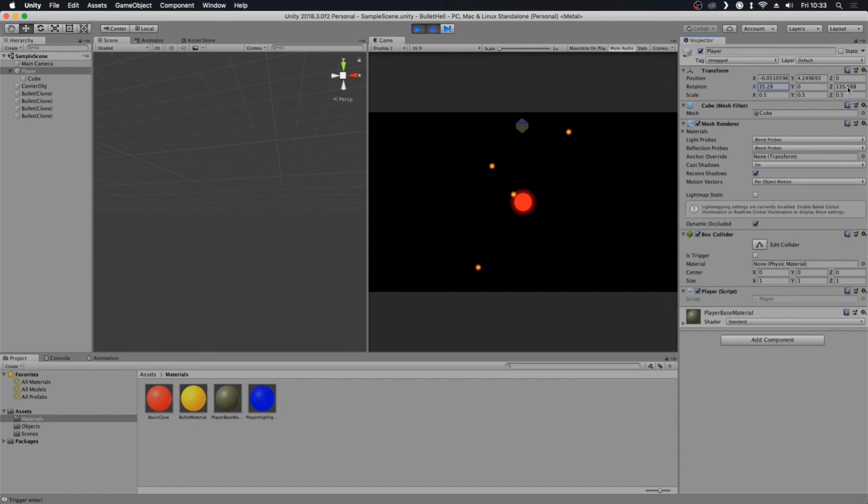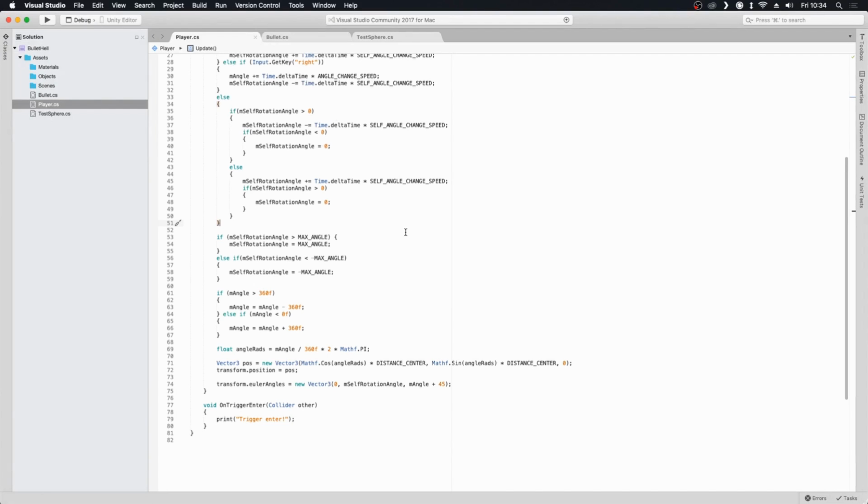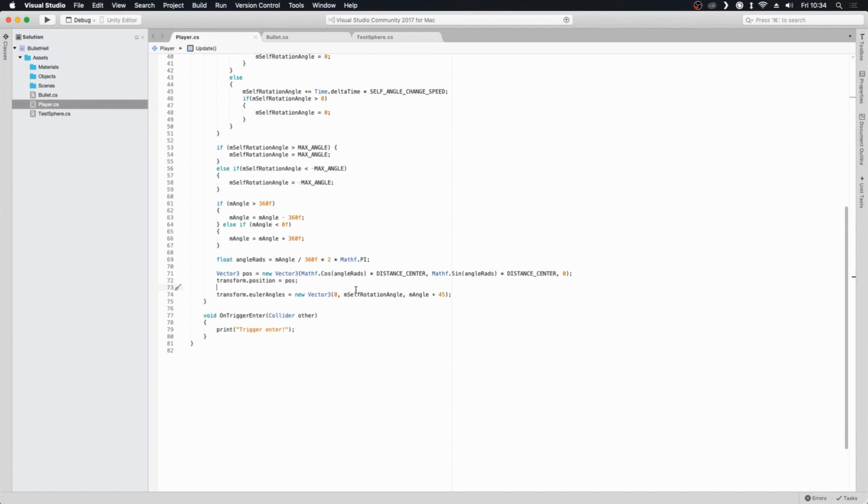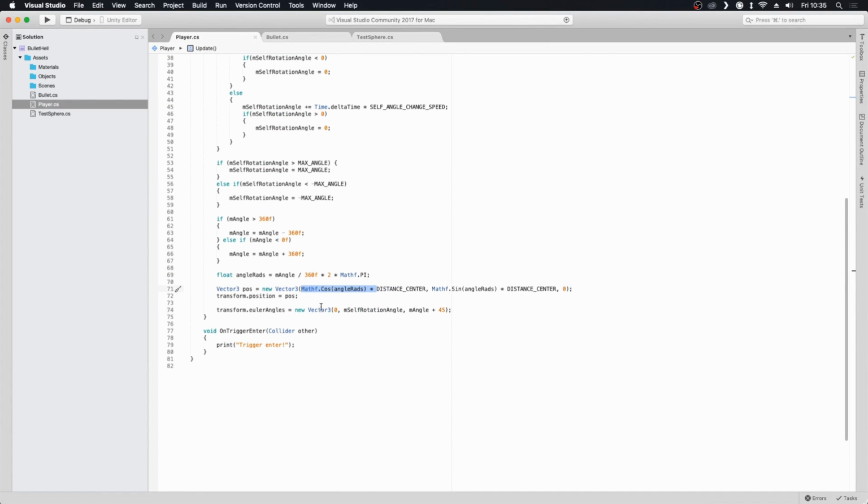Oh, the angle will need to change. So it can be X and Y. And it's probably dependent on that angle. Multiplying by that angle? Something like that.